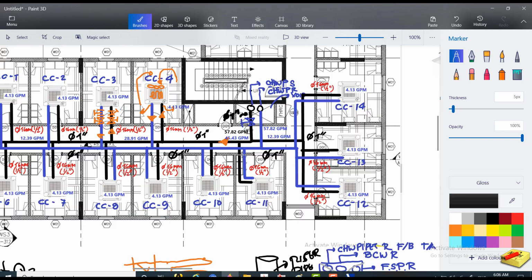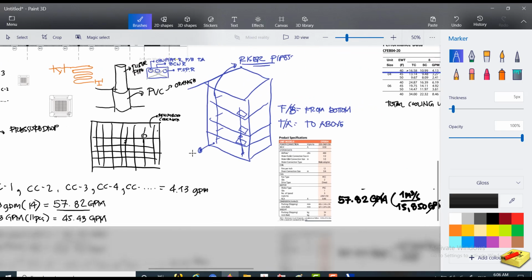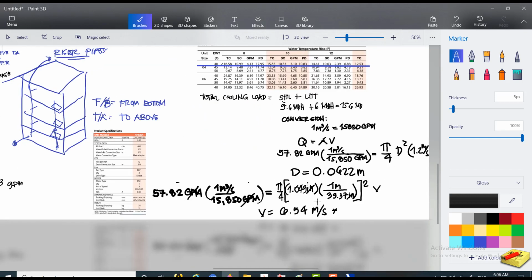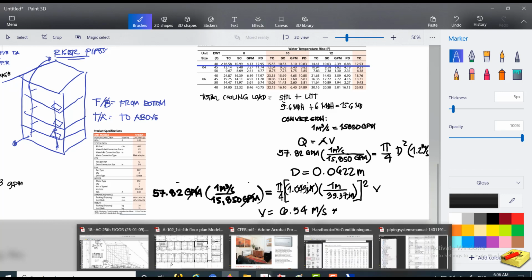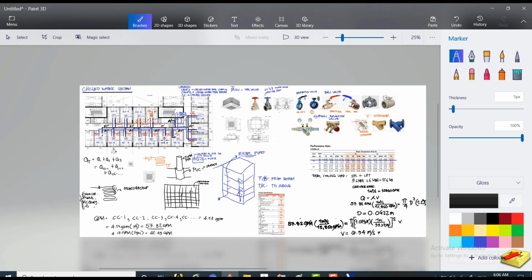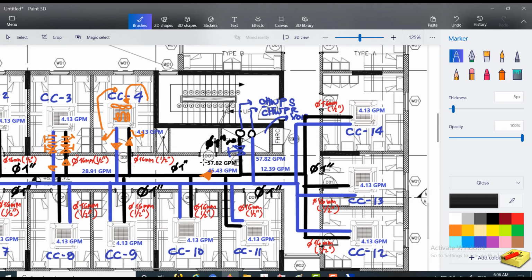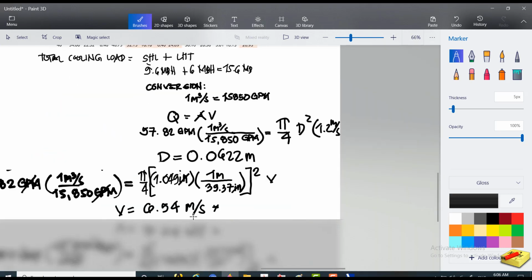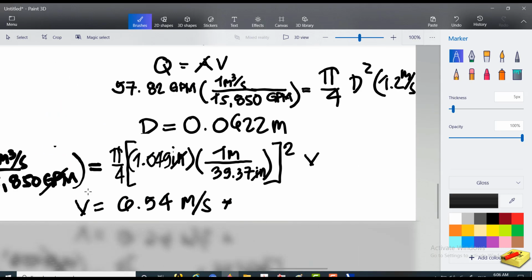Okay, so that will be the size. So take note, we base on dun sa range niya, since we call engineering judgment na lang ito, no? So that's why I use the 1 inches. So we have the velocity of 6.54.